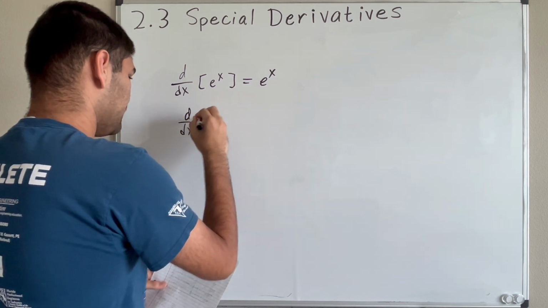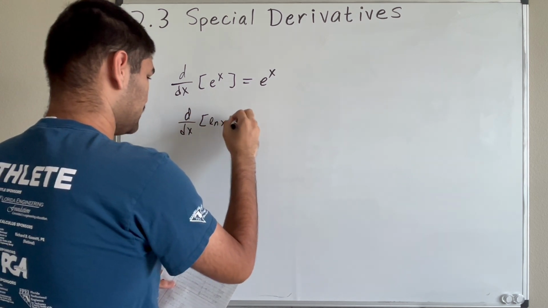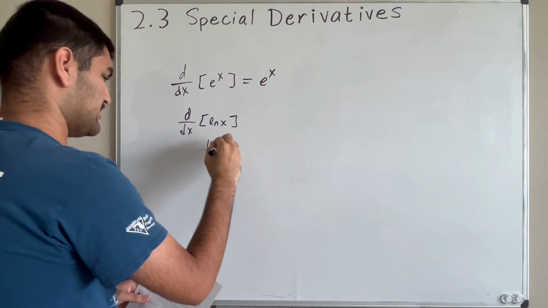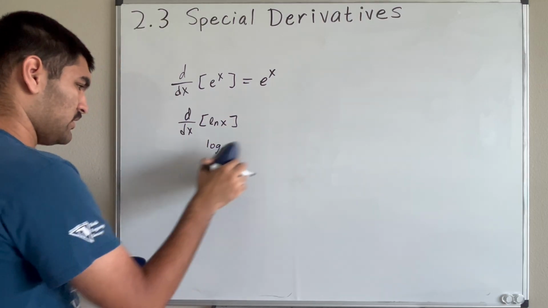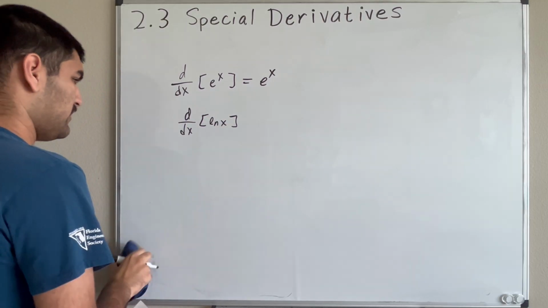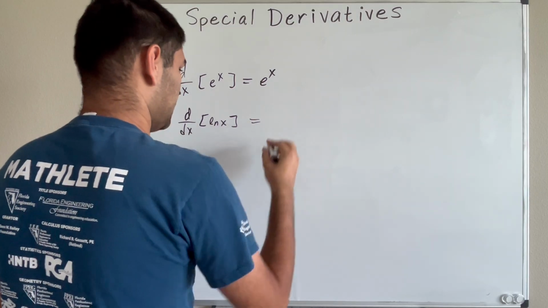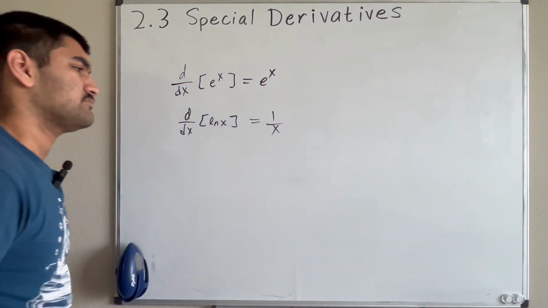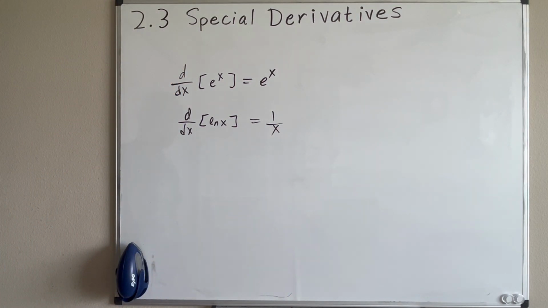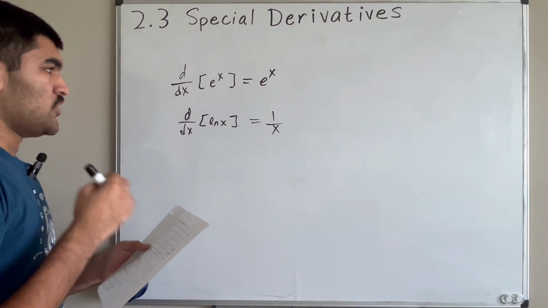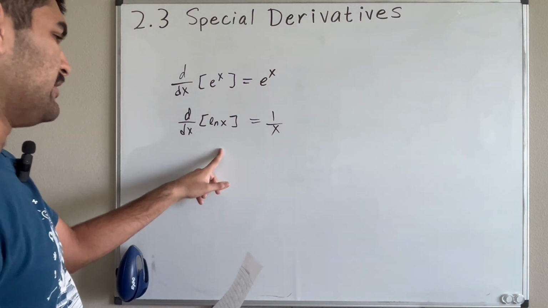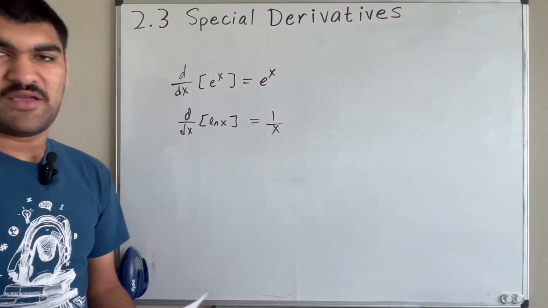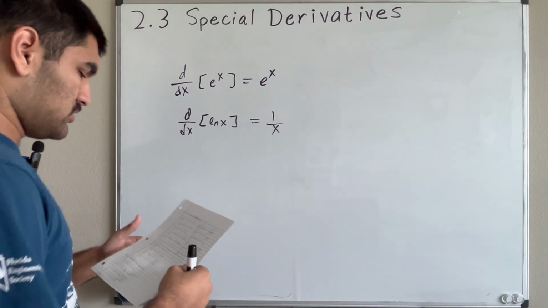Next, we have the derivative of the natural log function, right? So this is log base e. I'm sure you already know that. So the derivative of natural log of x is simply just 1 over x. All right, cool. So this is when we have base e, right? But if we have some other arbitrary base, then how do we take the derivative? So let me show you.